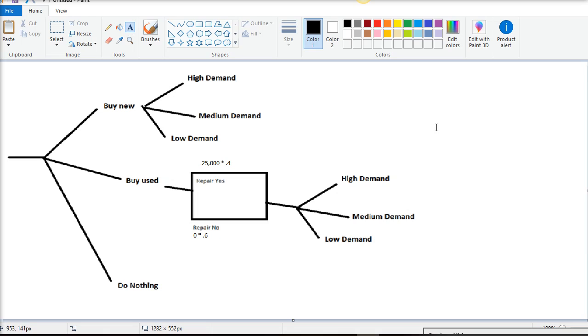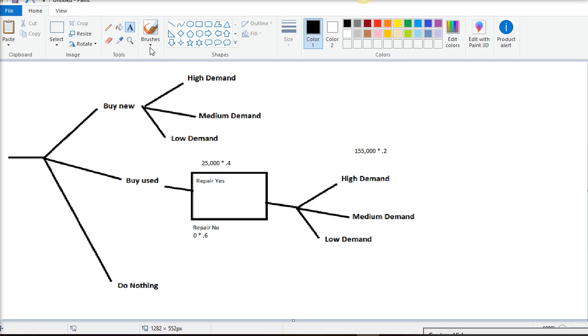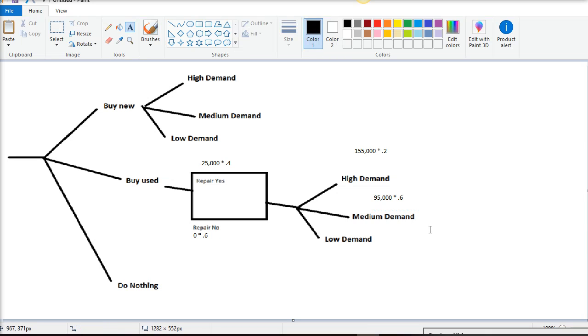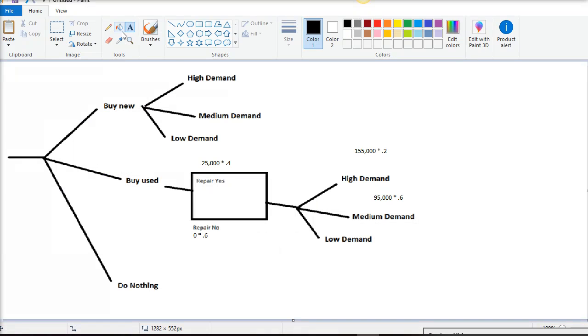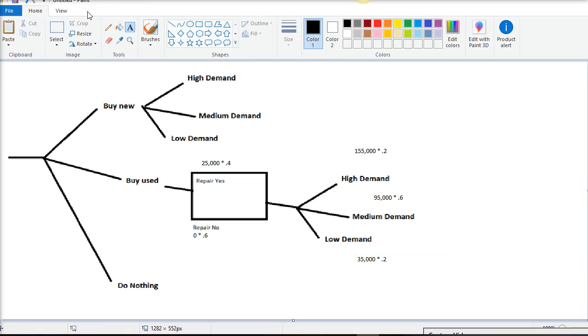Now, high demand, there was $155,000 at 20% chance of that happening. For medium demand, it was 95,000 times 0.6. And then for low demand, it was 35,000 times 0.2. And then you have to calculate the cost of this.